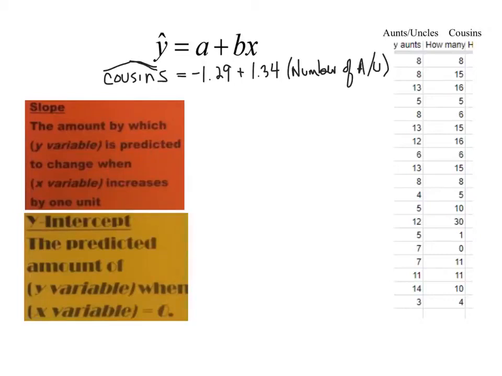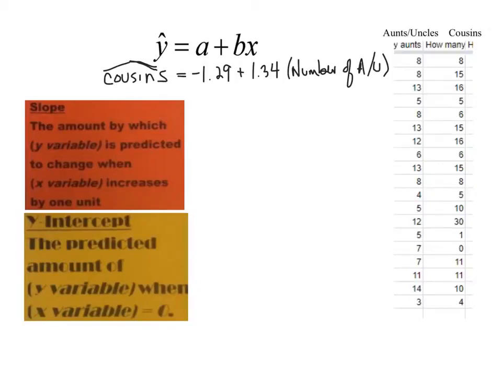So I guess, yes, 1.34. Now the y-intercept, this again, the word predicted is so important. The predicted amount of the y variable when the x variable is 0. So negative 1.29 is the predicted number of cousins when the number of aunts and uncles is 0. Of course, this is an impossible number, and sometimes that happens with the y-intercept, that you have a number that's not possible. We're not going to have negative 1.29 cousins, but that's still our interpretation of it, okay?